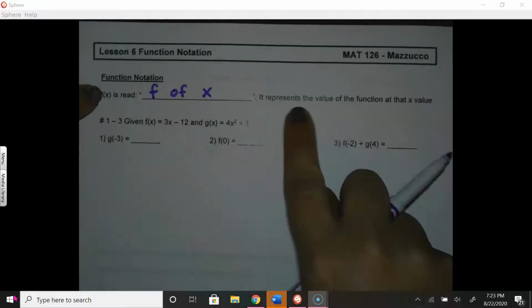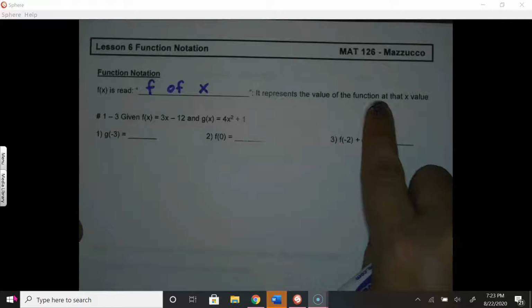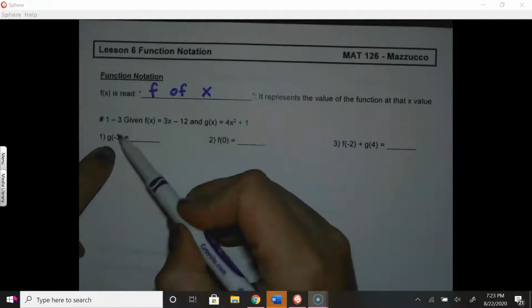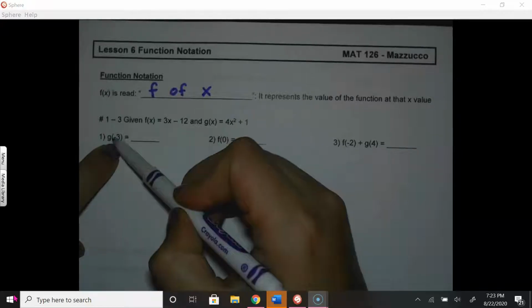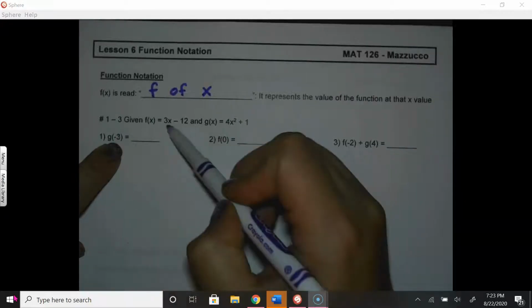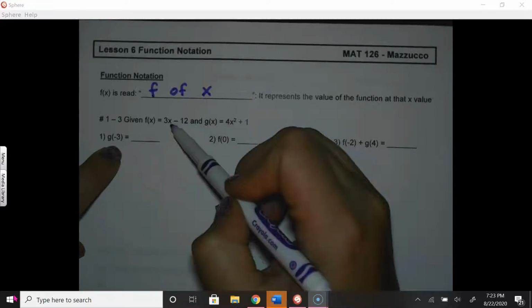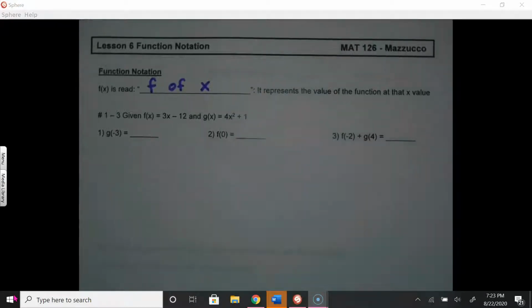It represents the value of the function, so the equation, at the given x value. So whatever number is in the parenthesis, instead of x, it's telling us the number to plug in for x. So when there's not an x here, that's the number you're replacing the x with in the function. Okay, so let's talk about why that is.